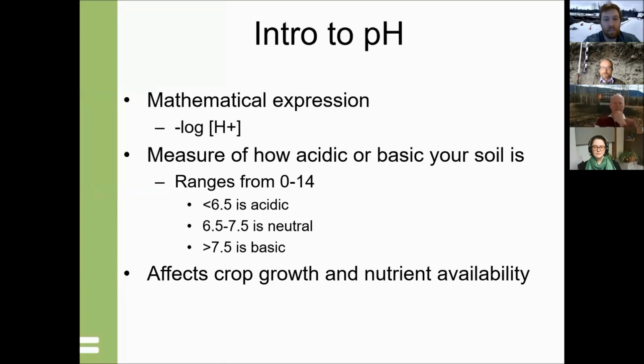So starting off, pH is actually a mathematical expression. It is the negative log of the hydrogen ion concentration. But of course, we're not in school, so for a lot of you, that really doesn't mean a lot. But essentially, it boils down to it's a measure of how acidic or basic your soil is.